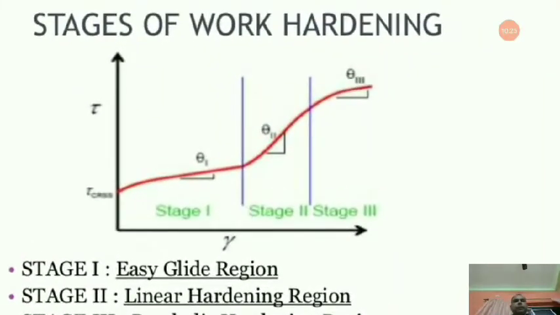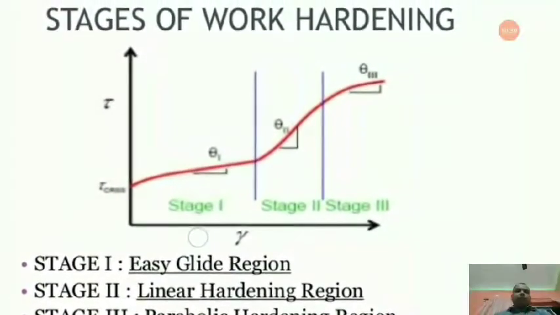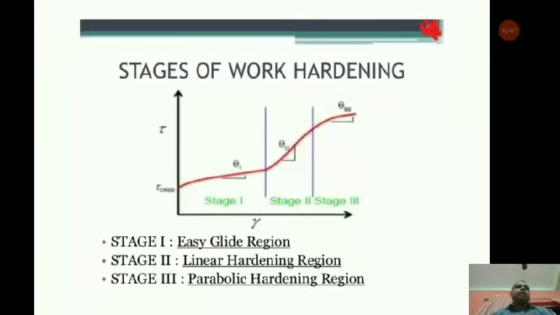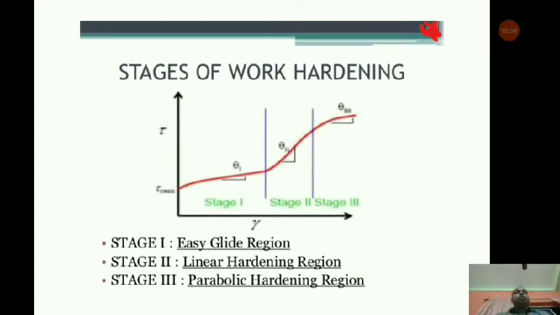Next we have the stages of work hardening. This is in depth, you can say, about the stages of work hardening. Just have a little bit of an idea. This is a curve, what it looks like. This is stage one work hardening, this is stage two, and this is stage three. This is just to give you a little bit of idea, no need to go in depth. They are saying that stage one is the easy glide region, stage two is the linear hardening region, and stage three is the parabolic hardening region.